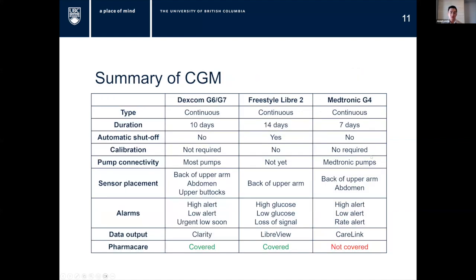So here's a summary chart of these different continuous glucose monitors, and I've just compared and contrasted the different brands that are available in British Columbia.